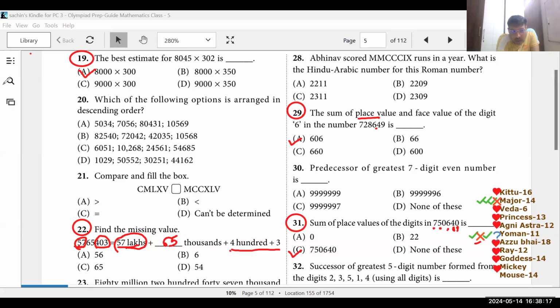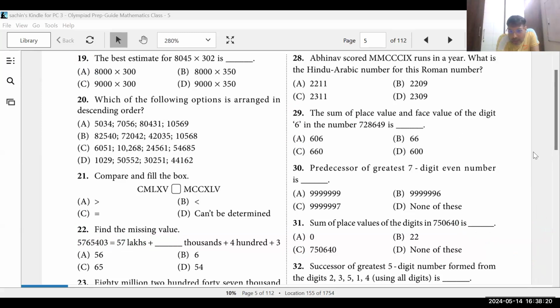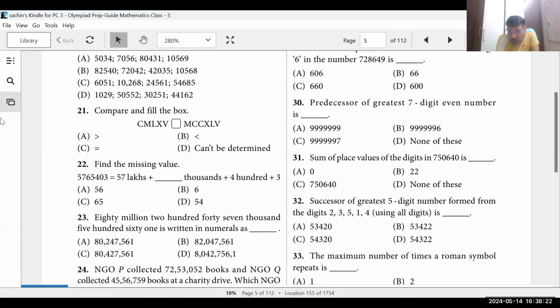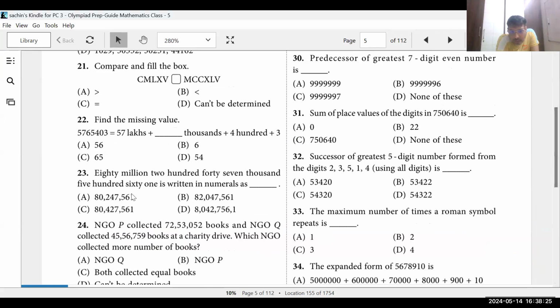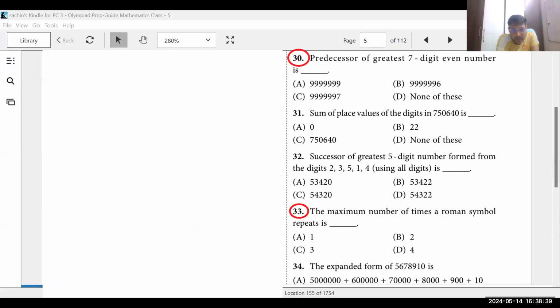Now you will do the 30th and the 33rd question, 30 and 33. So that's a world record made in one class. We have completed the chapter. That's great, guys. Let's go. But there are still questions left. 30 and 33, then 35, 37.